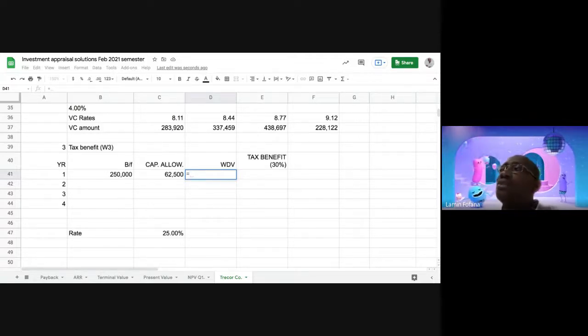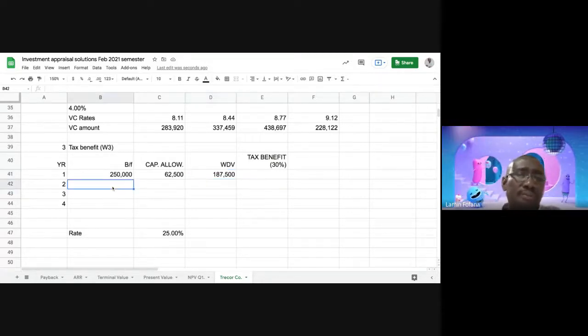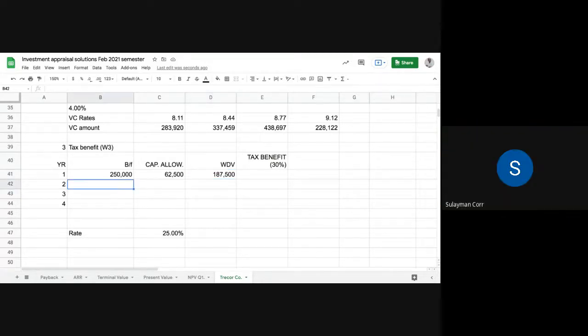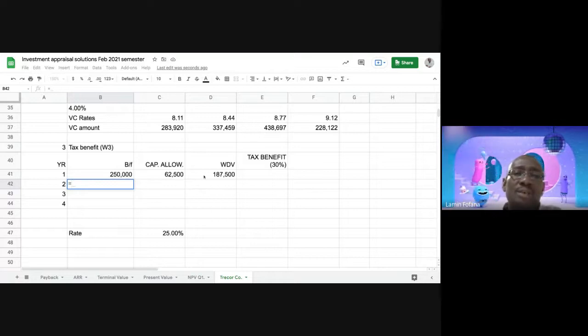And our WDV, the written down value, is the same as what? The net book value. So we take our cost of the asset less the capital allowance, we enter. Our WDV at the end of year 1 will be 187,500. So what will be our brought forward? 187,500, the same. So we say equals, we click on that, we enter.